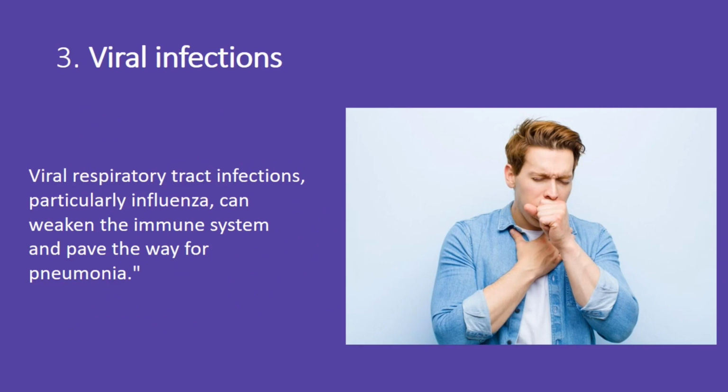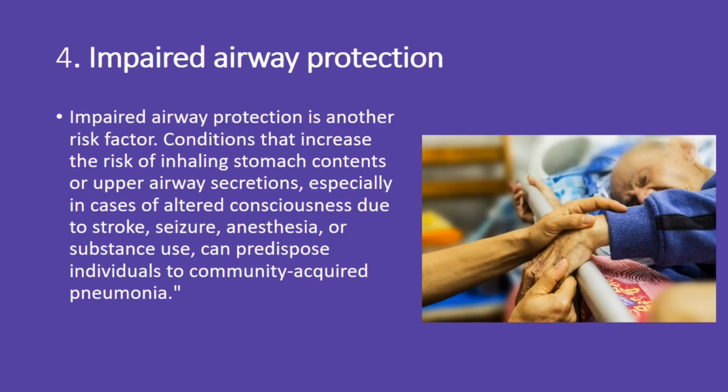Number 3, viral infections. Viral respiratory tract infections, particularly influenza, can weaken the immune system and pave the way for pneumonia. Number 4, impaired airway protection. Impaired airway protection is another risk factor. Conditions that increase the risk of inhaling stomach contents or upper airway secretions, especially in cases of altered consciousness due to stroke, seizure, anesthesia, or substance use, can predispose individuals to community-acquired pneumonia.